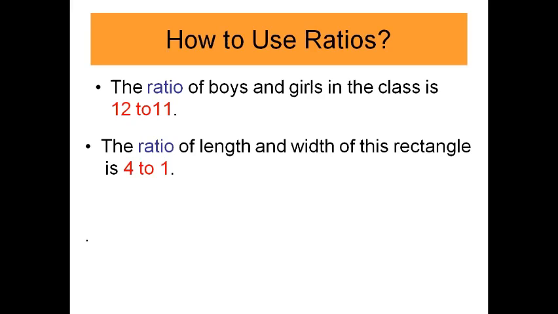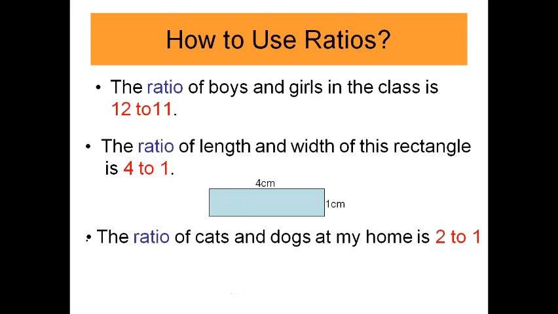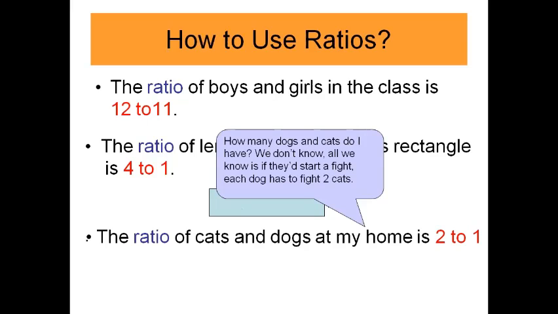The ratio of length and width of the rectangle is 4:1. Length is given as 4 centimeter and the breadth is given as 1 centimeter. What is the ratio? If the rectangle is 8 centimeter long and 2 centimeter wide, it is still 4:1, because for every 4 centimeter, you can find 1 centimeter to match. The ratio of cats and dogs at my home is 2:1. How many dogs and cats do I have? We don't know. All we know is if they start a fight, each dog has to fight 2 cats.